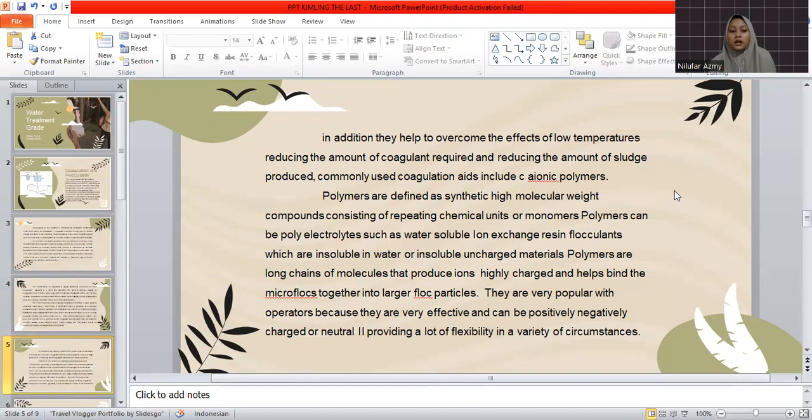Polymers are long chains of molecules that are highly charged and help bind the microflocs together into large floc particles. They are very popular with operators because they are very effective and can be positively charged, negatively charged or neutral, providing a lot of flexibility in a variety of circumstances.